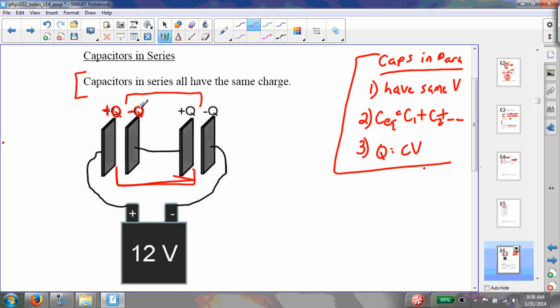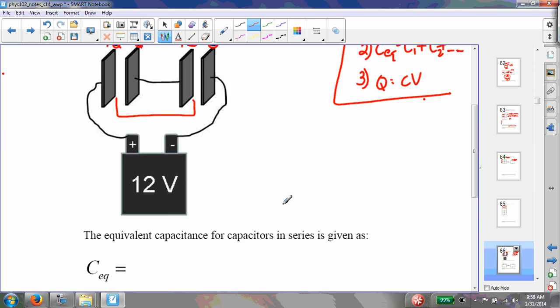So if I have minus Q here, that means that I have to have plus Q here. And then that's going to cause minus Q to be right there. So that results in the fact that the capacitors in series are all going to have the same charge, and that's going to be our first rule.